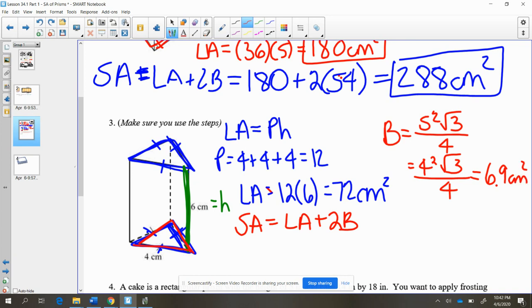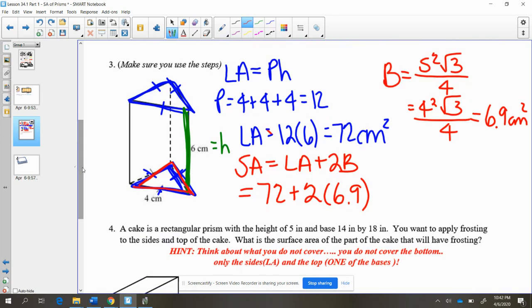square centimeters. So now, again, to find that total, we're going to take that lateral area plus 2 times the area of our equilateral triangular base. And if we round to the nearest tenth here, we get a total surface area of 85.8 square centimeters. Okay.